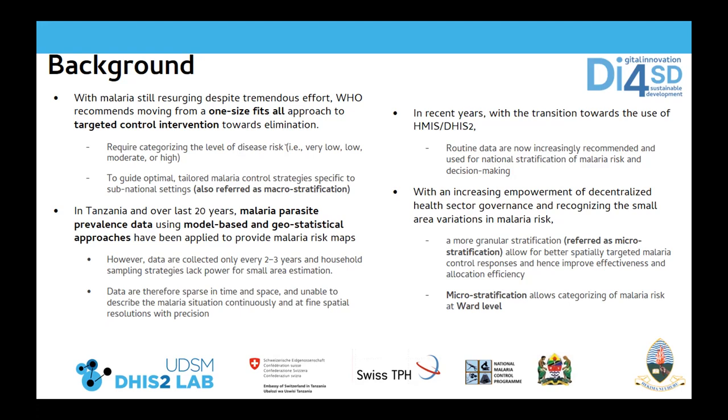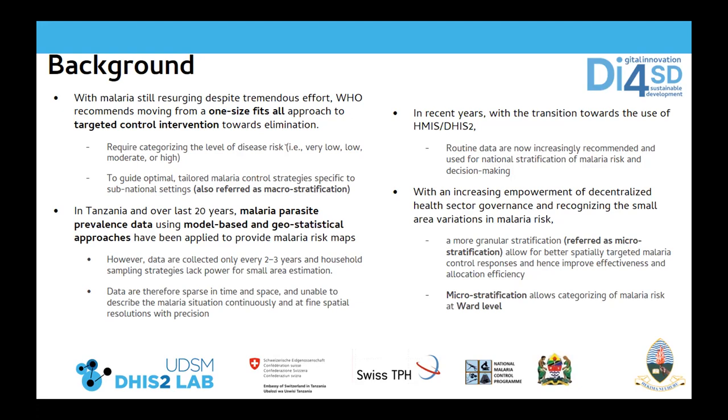So the National Malaria Control Program in Tanzania in recent years came about seeing how best this can be done, with the availability of data, thanks to the DHIS2 platform, that is from HMIS. So NMCP saw this could be an opportunity to use the routine data that is collected on a monthly basis to create potential risk maps around stratification.